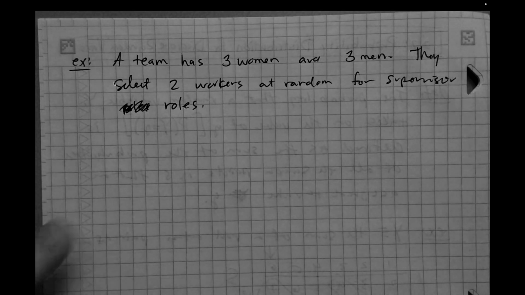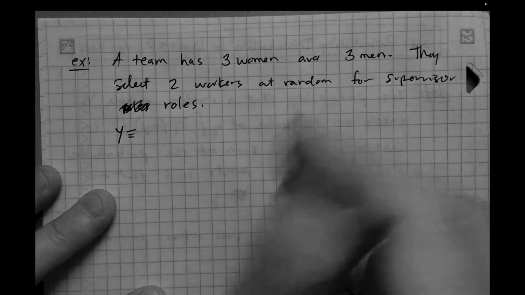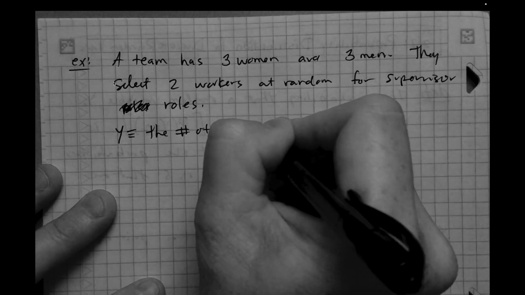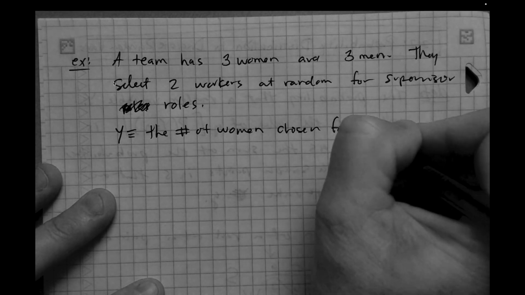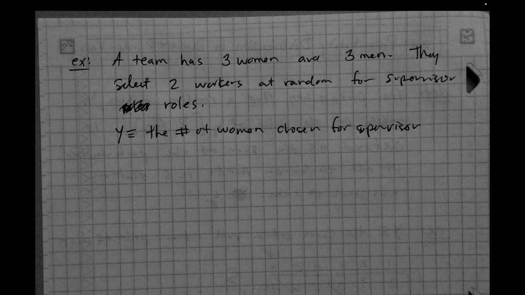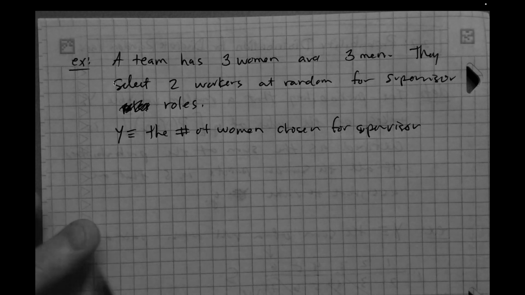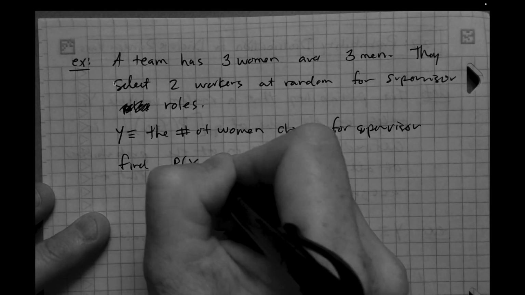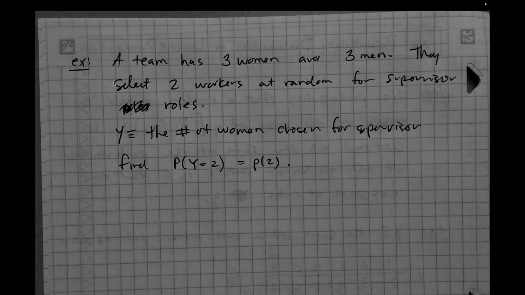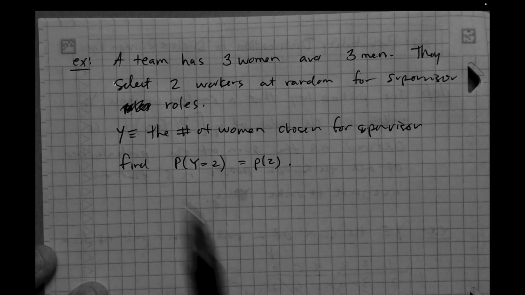Let y be the number of women chosen for supervisor. And what we want to know is: what's the probability that y is equal to 2? We want to figure out the probability that y is equal to 2, otherwise known as the probability that 2 women are selected from the 6. We can figure this out pretty quickly. We've seen examples like this.